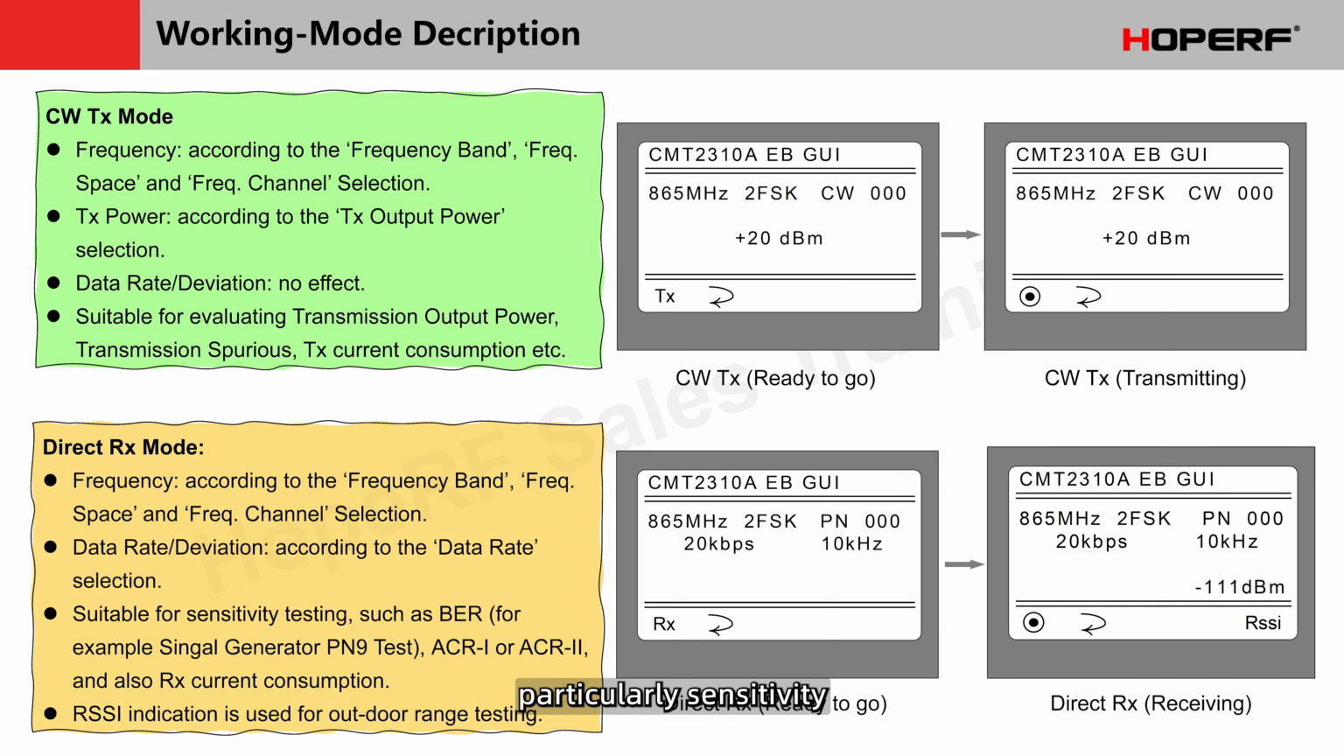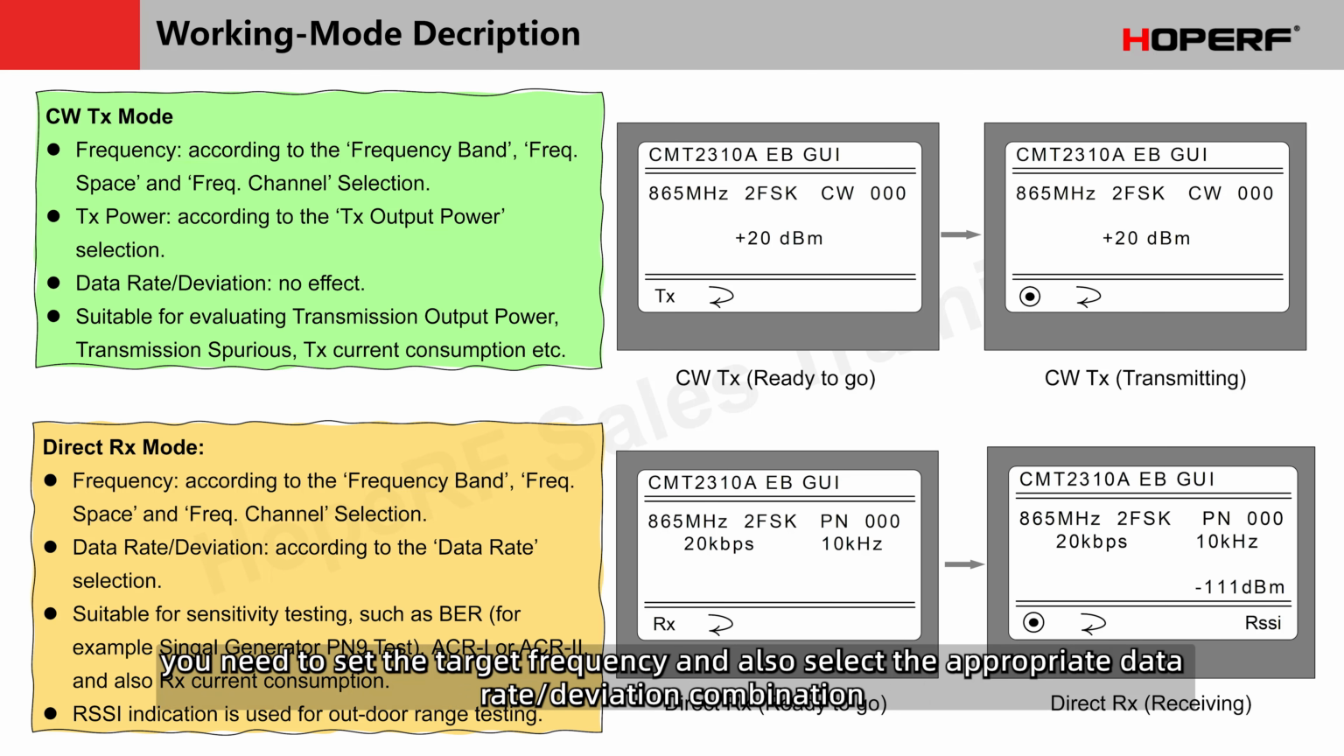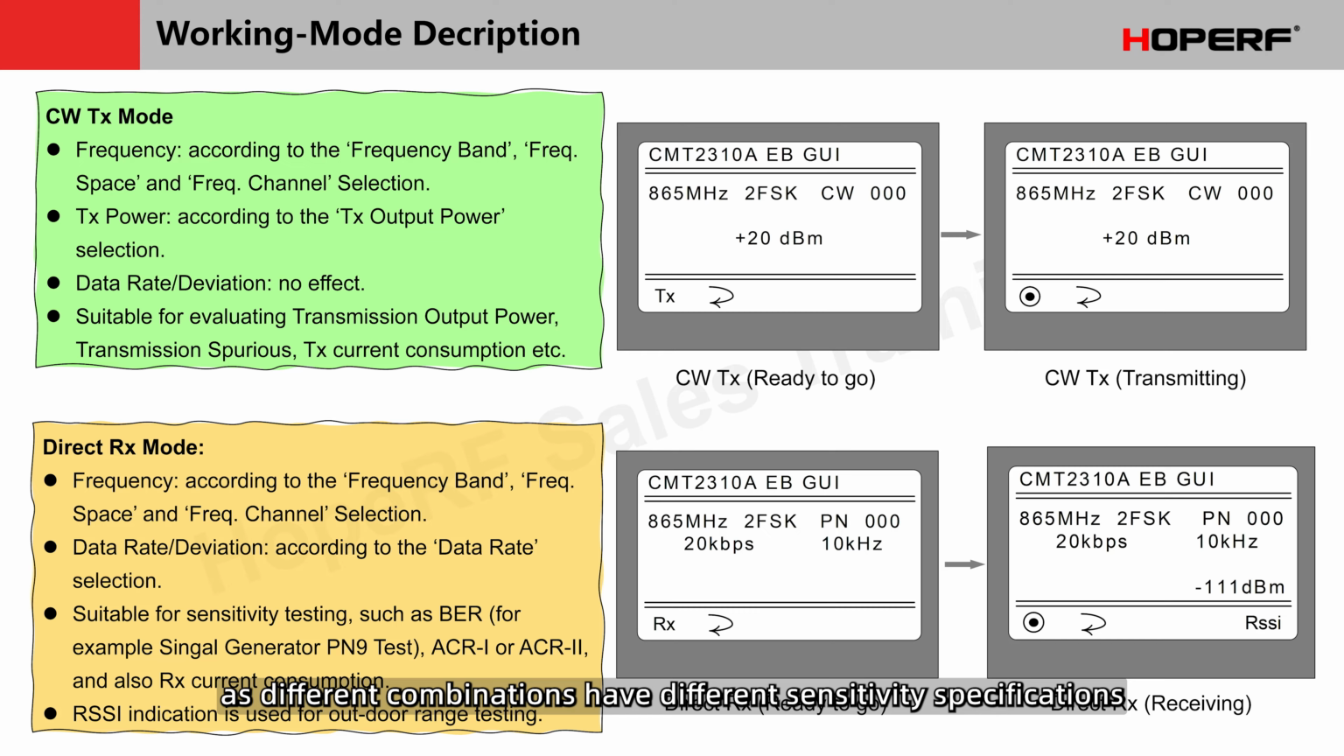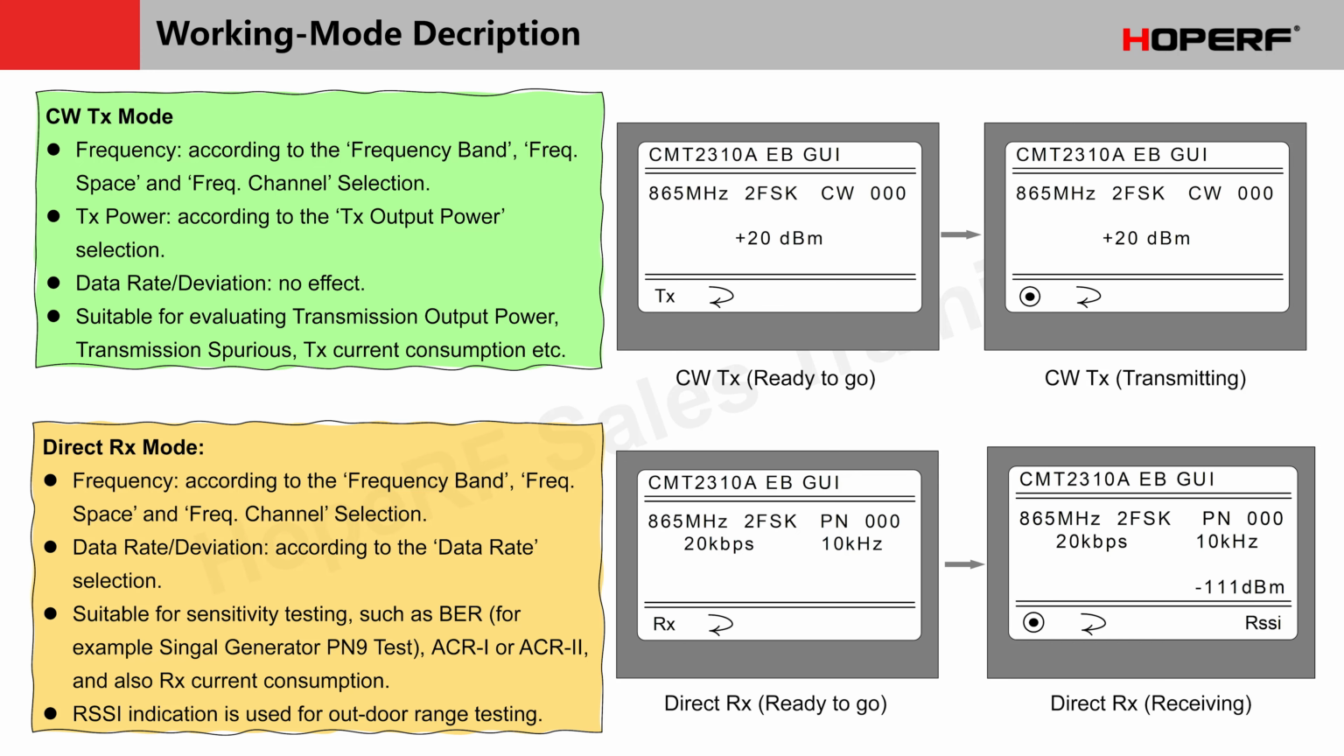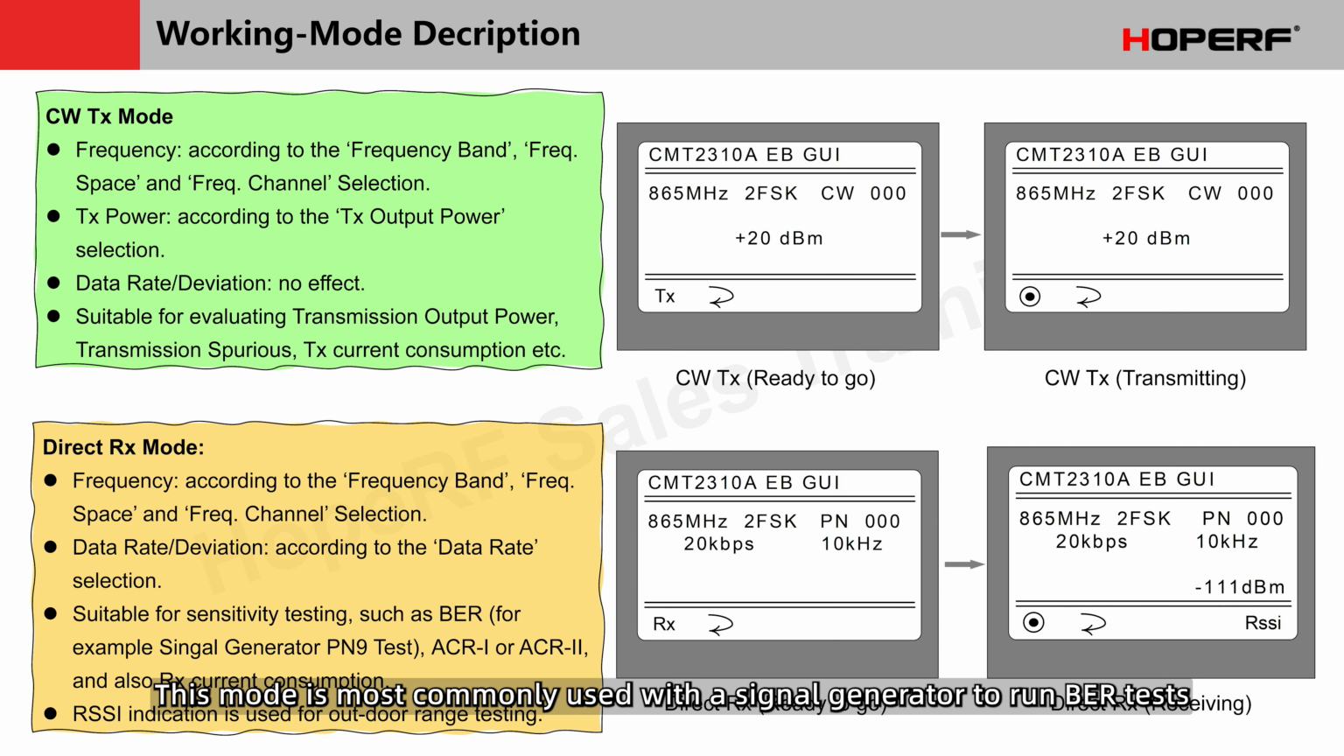While CWTX mode is for evaluating transmitter performance, Direct RX mode is for evaluating receiver performance, particularly sensitivity. So, before entering Direct RX mode, you need to set the target frequency and also select the appropriate data rate and deviation combination, as different combinations have different sensitivity specifications. This mode is most commonly used with a signal generator to run BER tests and to measure adjacent channel rejection and blocking.